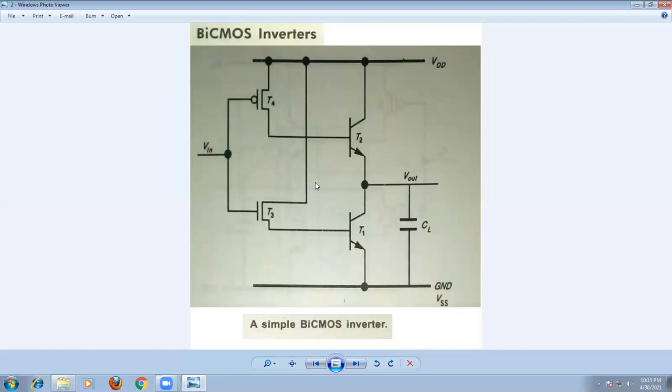You have to remember these two conditions in this case. There is no base path to discharge the off transistors. Similarly, there is no discharge path for the off transistor. That is why this circuit is not widely used.